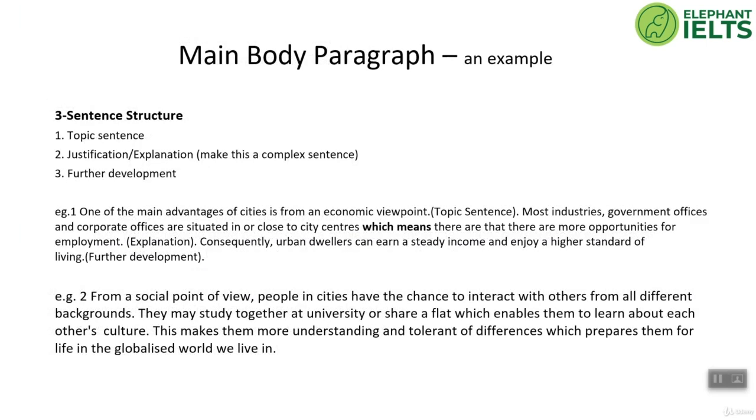Look at these examples of a main body paragraph. They follow the 3-sentence structure that we talked about. Topic sentence, justification or explanation, and further development. Look at the first one. The topic sentence says, one of the main advantages of cities is from an economic viewpoint. That's my topic sentence. And then we explain that.